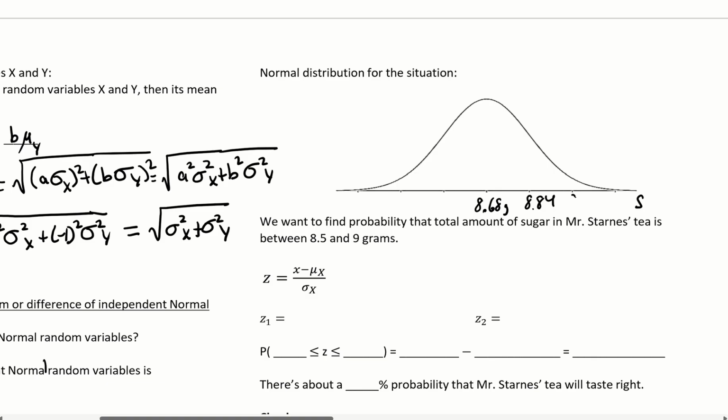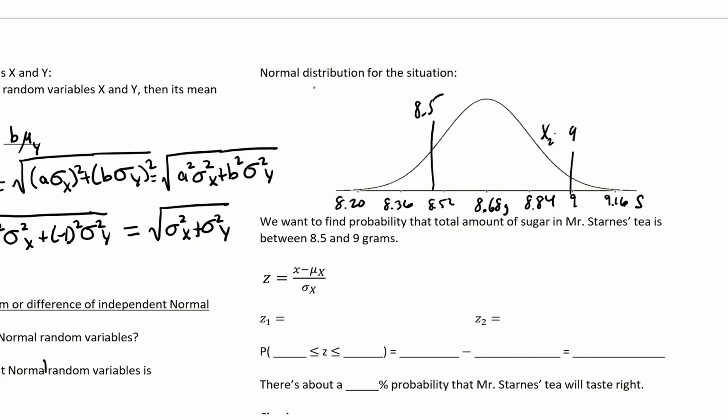All right, and then add another 0.16, and then add another 0.16, 9.16, and then subtract 0.16, we get 8.52, 8.36, and then 8.20. All right, so we want it to be between 8.5 and 9 grams for his tea to taste just right, okay?